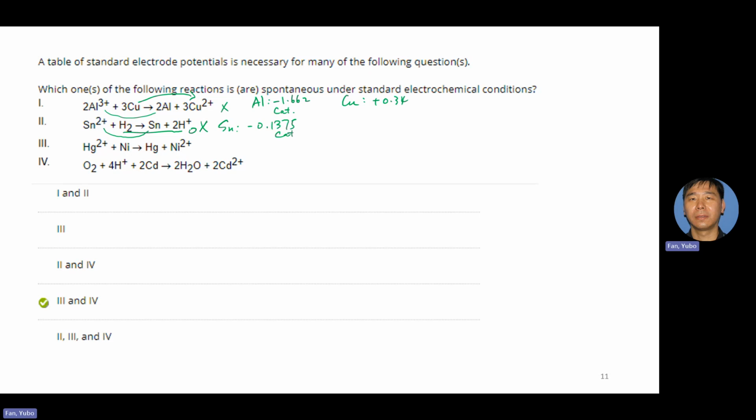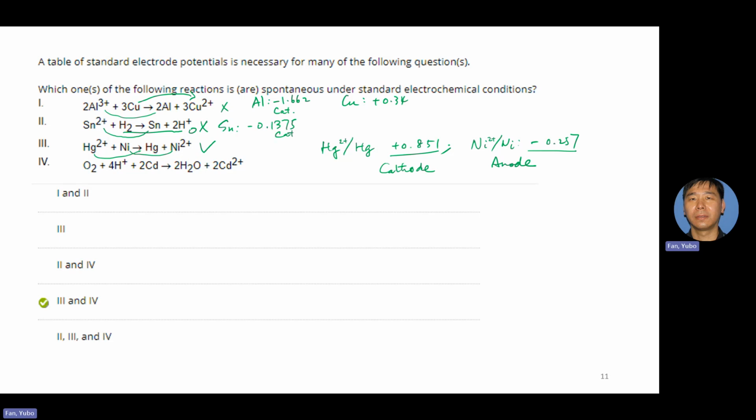Okay. Number 3 is mercury 2 to mercury. There are several different mercuries, so check carefully. So it's positive 0.851. The other one is nickel 2 to nickel. The value is minus 0.257. So nickel is oxidized, so this is the anode. Mercury 2 is reduced to mercury, right? Because positive 2 to 0. So this is the cathode. Okay, positive value minus negative value, we get a more positive value. So this works.